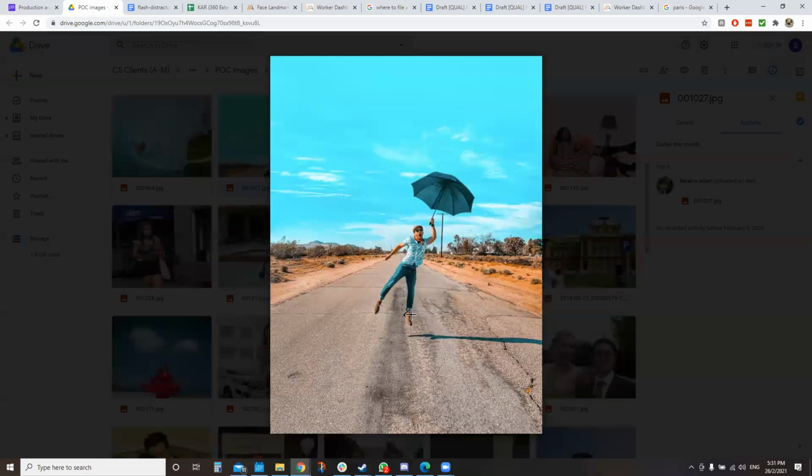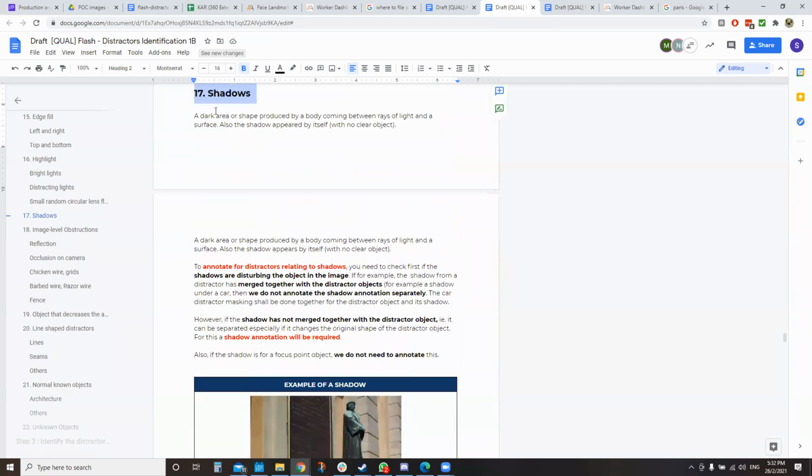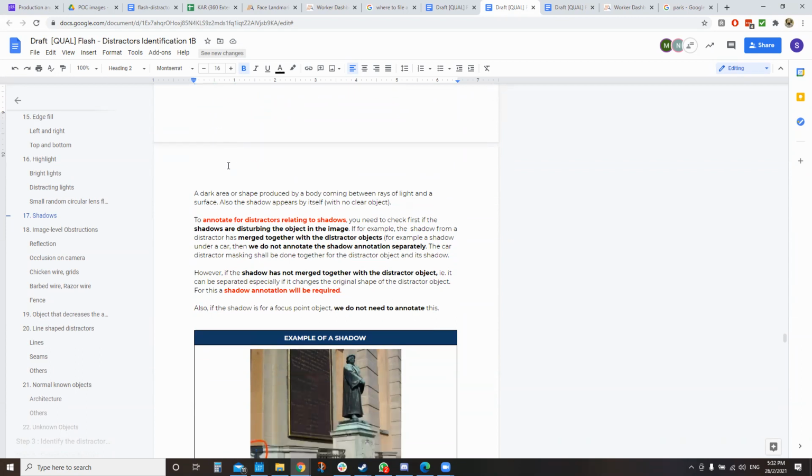So let's say you are not sure, you feel like this shadow does not belong to this guy, it is something else, then this one you will annotate as shadow, and then you will call it shadow. Okay, understand? Got it, Shiv. Very important.